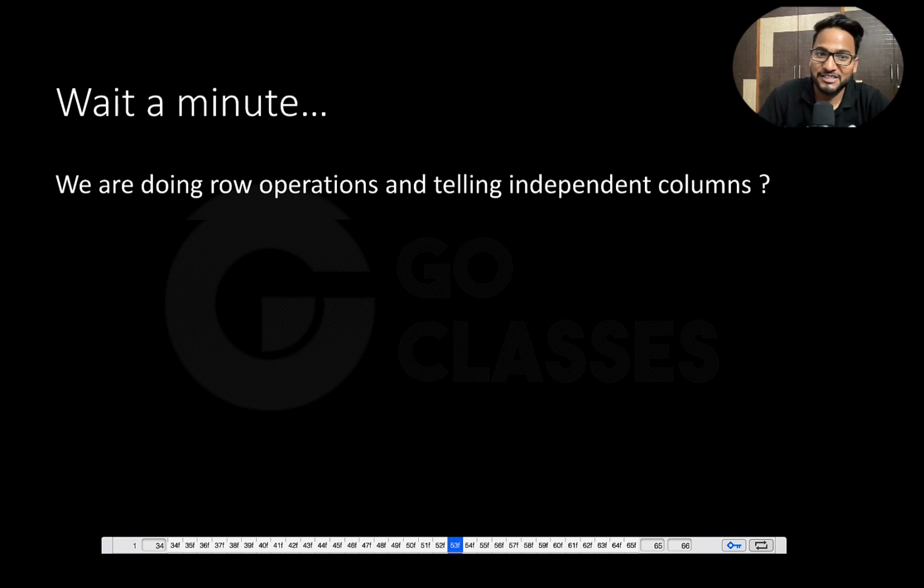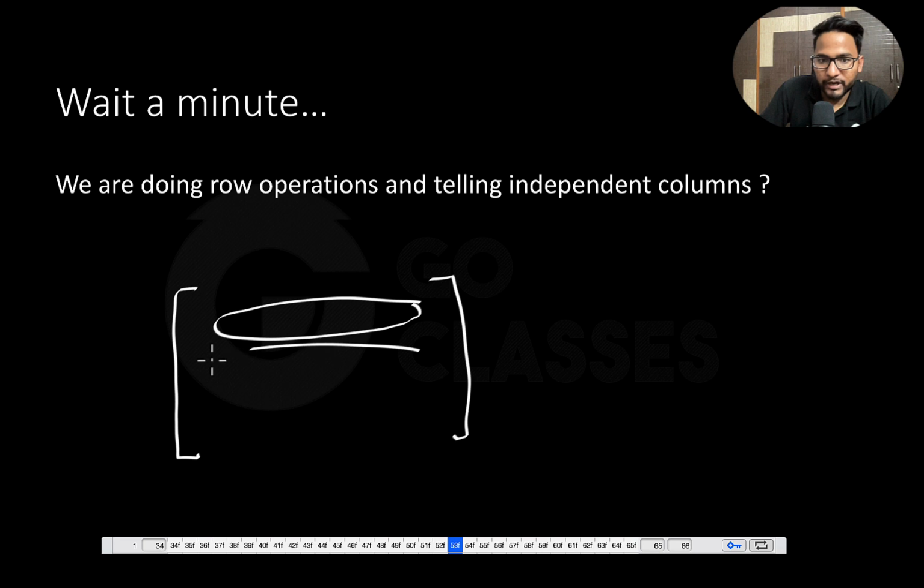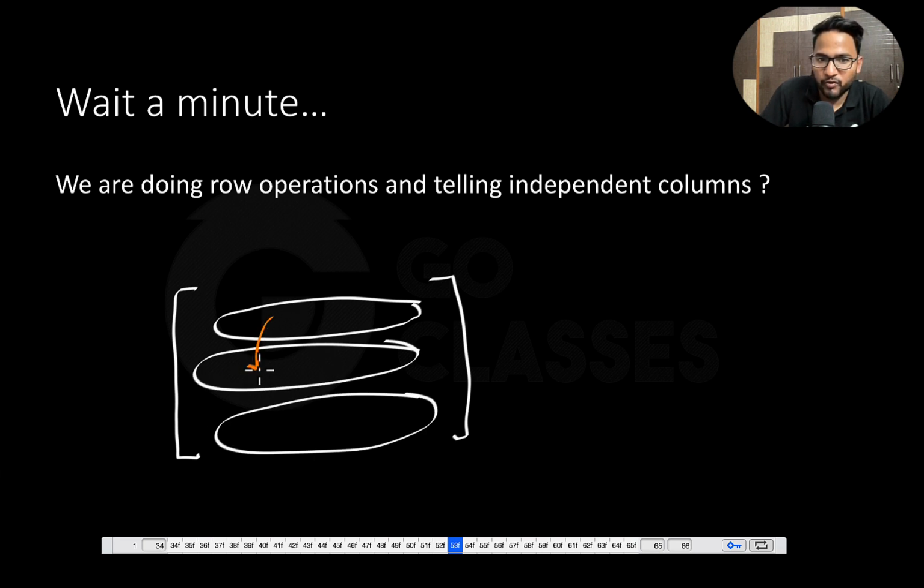Okay, so let's wait a minute. What we are doing is basically some row operations, and we are finally telling something about the columns. What I mean to say is that in Gaussian elimination, we are doing some row operations, which means we have some rows and we say, what if we subtract this row from that row. Some elementary row operations we are doing on the rows.